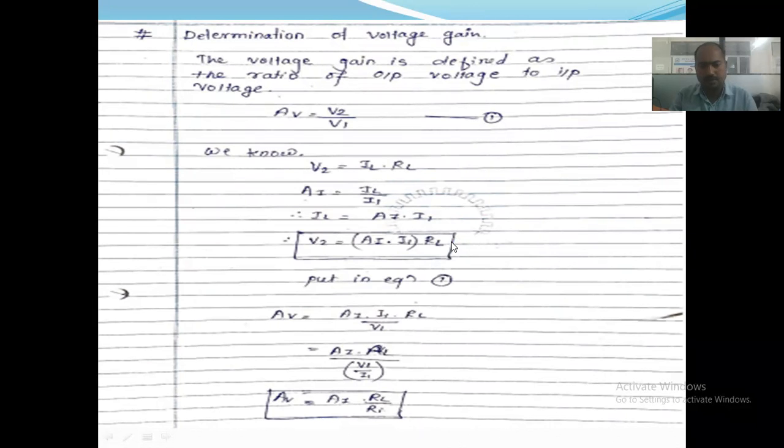Okay. So we know that V2 equal to AI into I1 into RL. This is the equation form with respect to V2. So whatever value comes for V2, that should be put into the above equation.